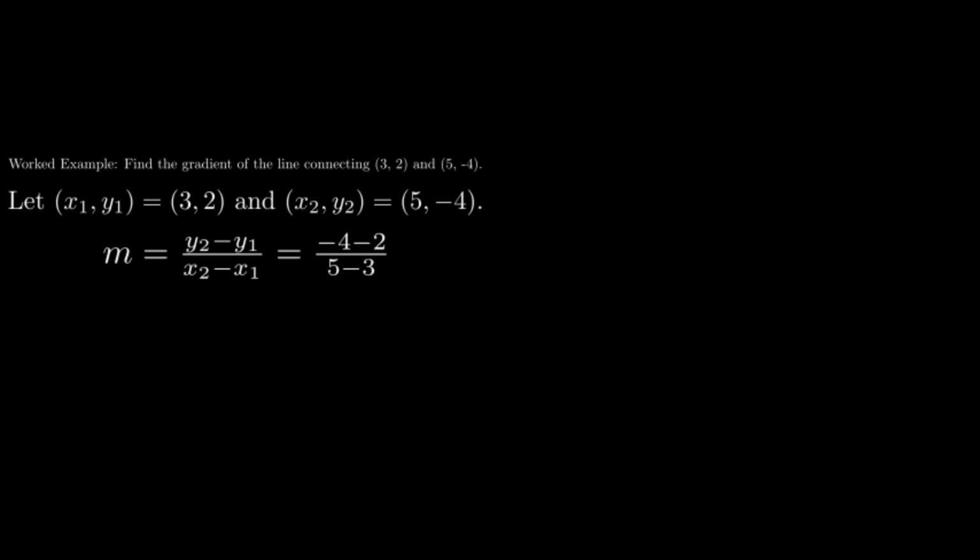First, we need to label our points. It doesn't matter which one we call point 1 and which one we call point 2, as long as we are consistent. Let's set x1, y1 to be (3, 2), and x2, y2 to be (5, -4). Now, we substitute these values into our gradient formula. So m equals y2, which is -4, minus y1, which is 2, all divided by x2, which is 5, minus x1, which is 3. Now we just need to simplify the expression. The numerator -4 minus 2 is -6. The denominator 5 minus 3 is 2. So the gradient is -6 divided by 2, which equals -3. The gradient of this line is -3.